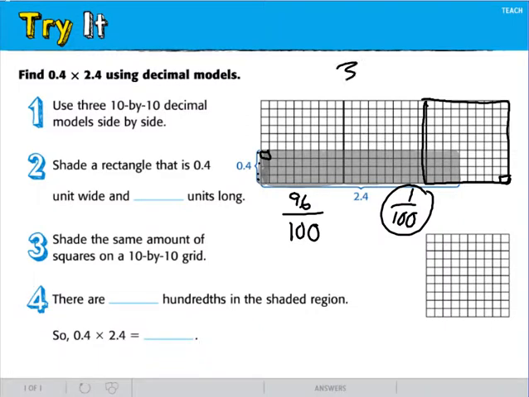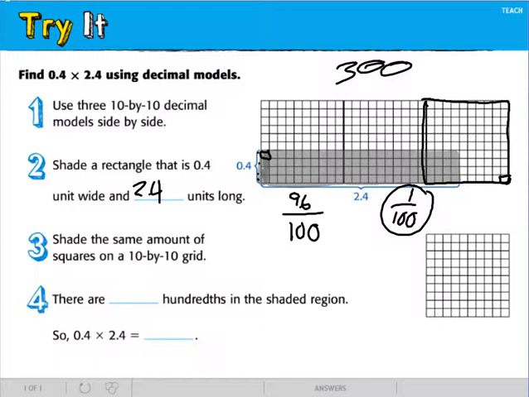Now, this is where it gets tricky. There are actually 300 total boxes, right? But each one of the boxes within that 300 is only worth 1/100. So the number shaded goes over 100. Okay? So we shaded a rectangle that was 4/10 units wide and 2 4/10 units long. So when we're working with the actual decimals of the problem, we're going by tens. So it takes 10 units to make a complete whole. And after that, we're going by hundreds when we're actually putting them together.